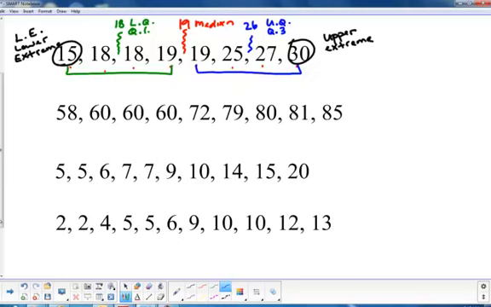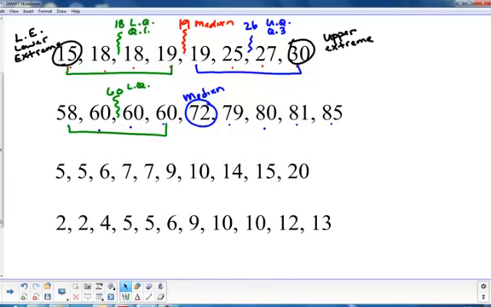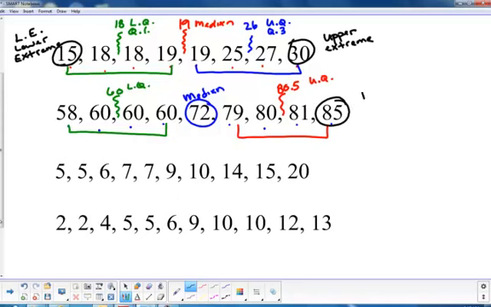In our next set of data, again, we're going to count to the middle. This time, 72 is our median. Again, you do not use the one median to find your quartiles, so I'm not going to use my one median number. 60 is my lower quartile. 80.5 is my upper quartile. 85 is my upper extreme, and 58 is my lower extreme.